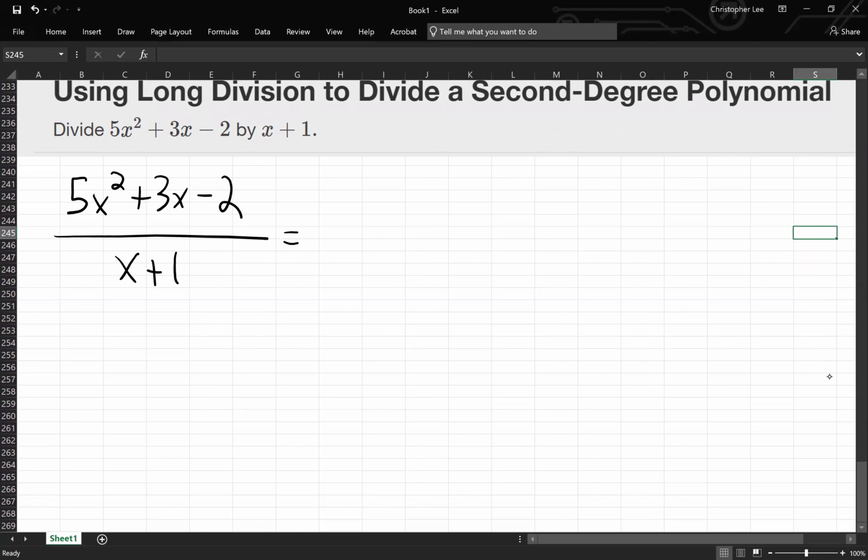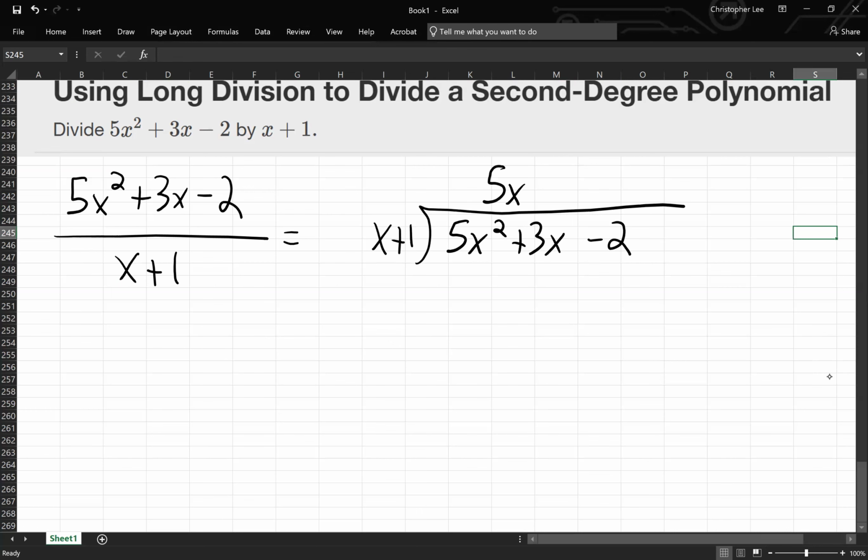So anyway, let's set it up. X plus 1, and this is the 5x squared plus 3x minus 2. Real nice and simple. X goes into 5x squared how many times? 5x, right?